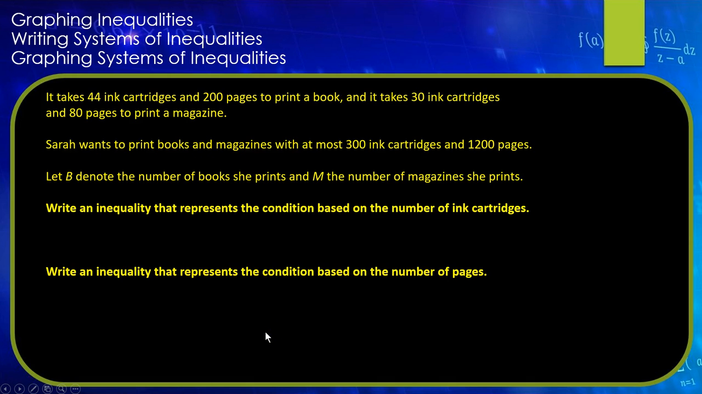Take case in point. It takes 44 ink cartridges and 200 pages to print a book, and it takes 30 ink cartridges and 80 pages to print a magazine. Sarah wants to print books and magazines with at most 300 ink cartridges and 1,200 pages. Let B denote the number of books she prints and M the number of magazines she prints. And you're asked to write two inequalities. Write an inequality that represents the condition based on the number of ink cartridges, and write an inequality that represents the condition based on the number of pages. So take a moment, answer these two questions that you're going to be given, and then we'll go through this.